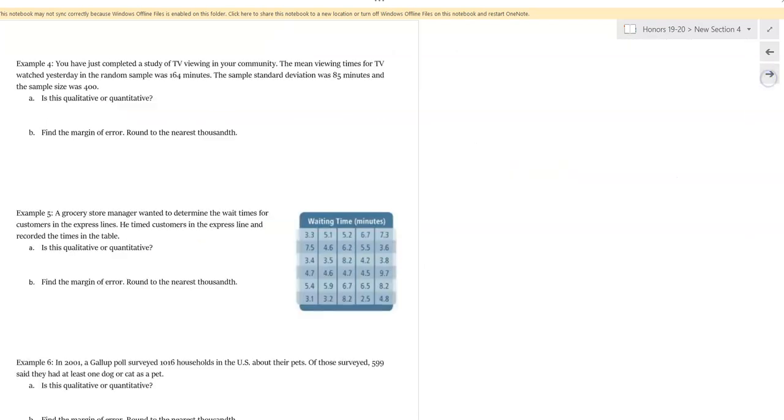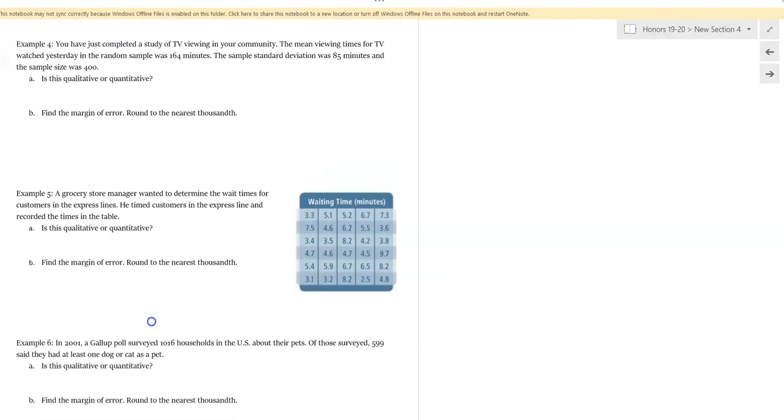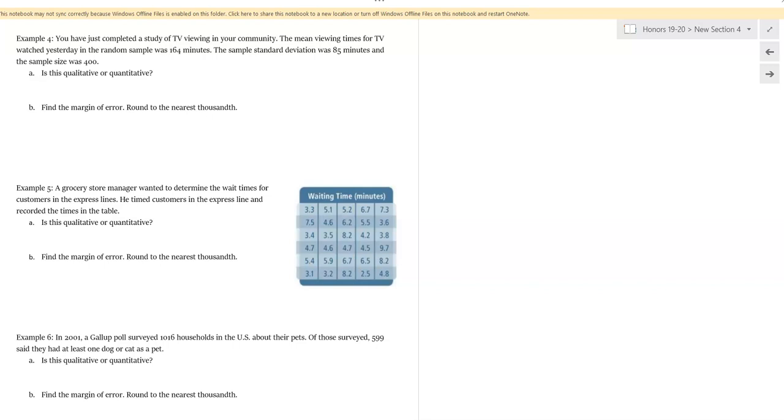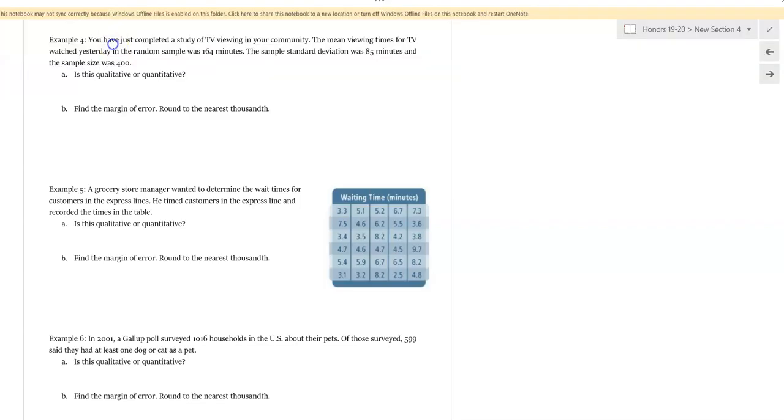All right, let's look at our next example. You have just completed a study of TV viewing in your community. The mean viewing time for TV watched yesterday in the random sample was 164 minutes. The sample standard deviation was 85 minutes, and the sample size was 400. Is this qualitative or quantitative? So again, we have to ask, what did the people actually answer? Was their number qualitative or quantitative? Well, they answered, I watched 164 minutes of TV, right? So this 164 minutes is their actual answer, which is a number, so it's quantitative.